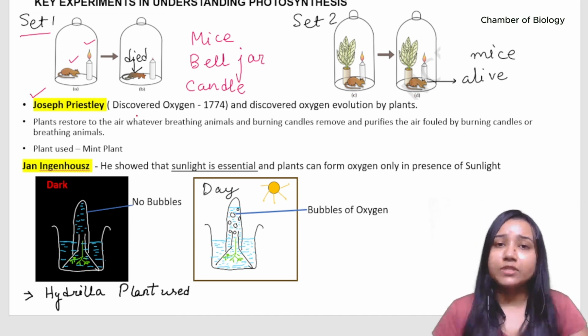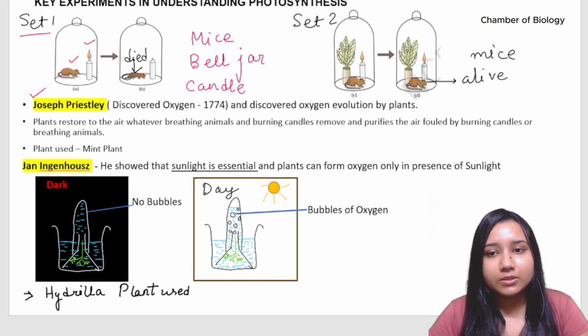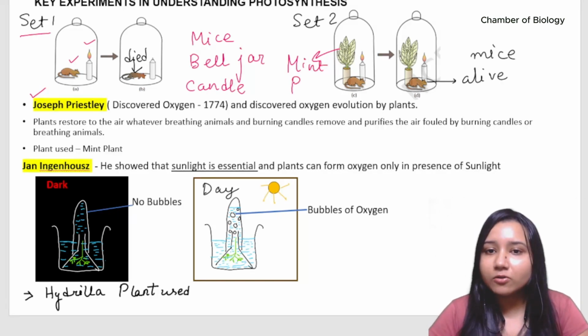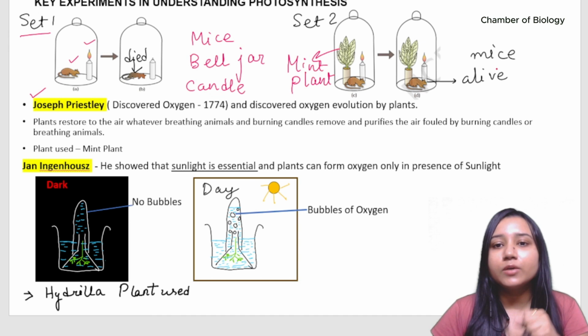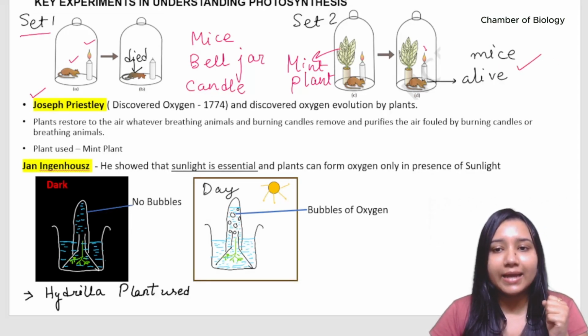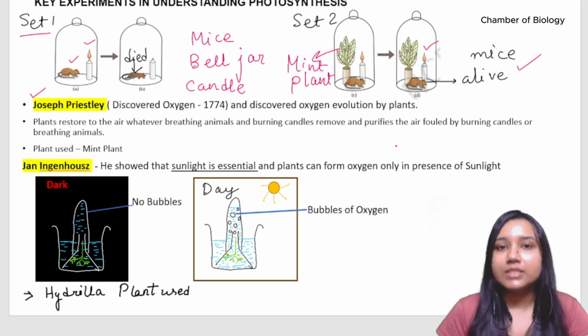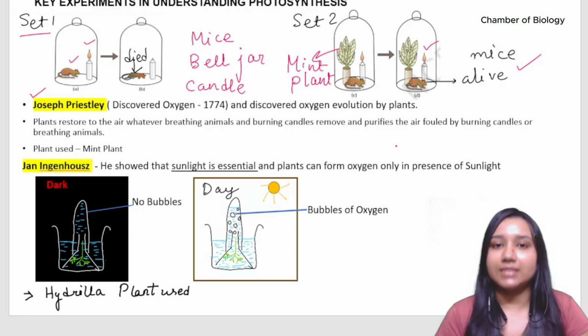Then he came up with an idea, why not introduce a mint plant? So then he kept the mint plant, and he could see that in set 2, when he kept the mint plant, the mice was alive and also the candle was burning. Then he came to a conclusion. It is that the plants are releasing something, okay?